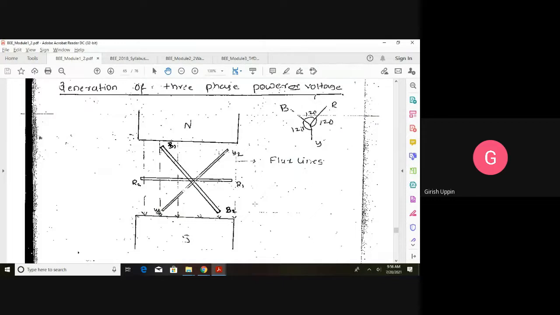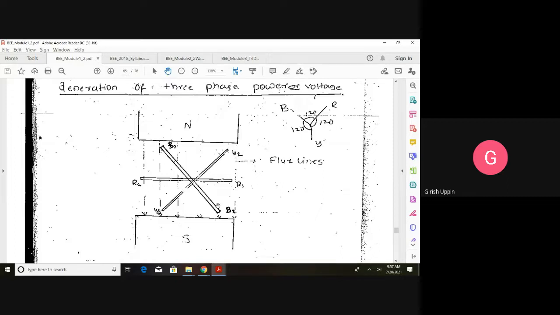So the EMF produced is also maximum, and when R rotates further to this position, again it cuts zero flux and the EMF induced is zero. When R1 rotates further to this position, there is a 90 degree angle between the direction of motion and the magnetic flux. The R winding cuts the maximum flux, and the EMF produced is maximum, but it is under the opposite pole, so the direction of the EMF would be opposite, so it is the negative peak value.